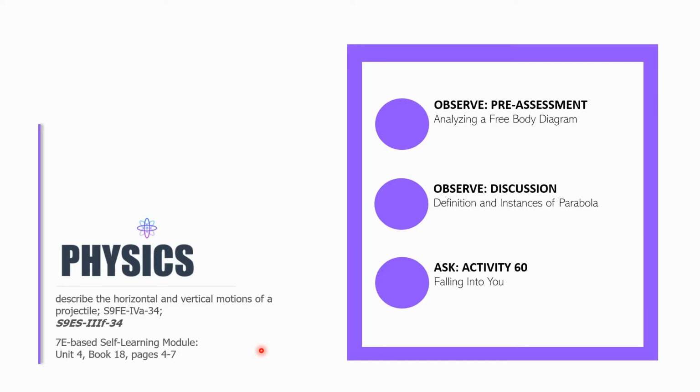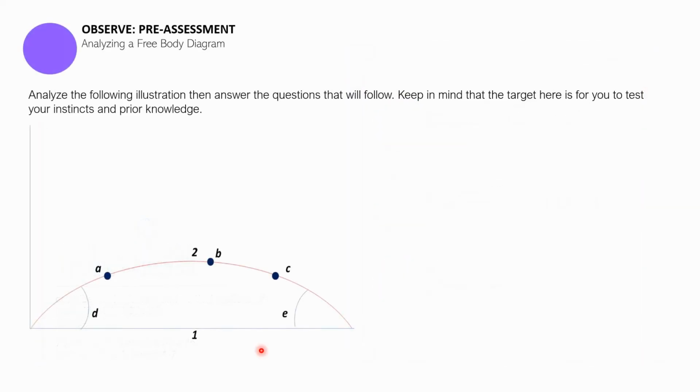Let's begin. For the first part, pre-assessment, I would like you to first analyze the following illustration, then answer the questions that will follow. Keep in mind that the target here is for you to test your instincts and your prior knowledge. That's the target. We do this activity because we need to know what you already know, or what you already understand regarding the topic that we're about to discuss. I'll give you time to observe this illustration. Once you're ready, just continue with this video.